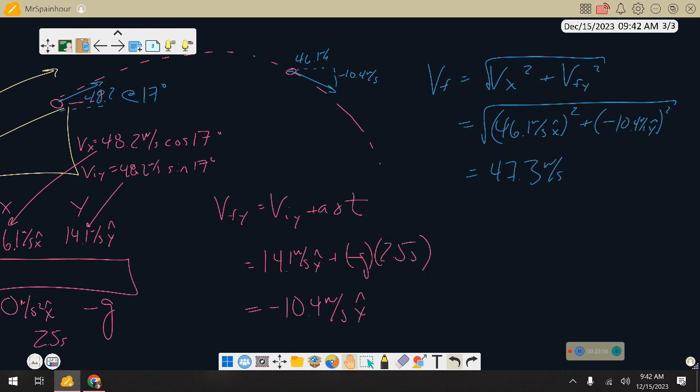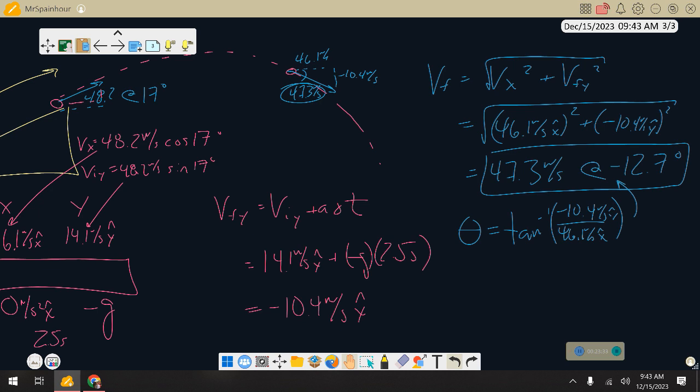And that is the speed, that is the hypotenuse of this triangle right here. But now we need the angle. How do we get the angle? Inverse tangent of negative 10.4 meters per second over 46.1. That's y over x. And you get negative 12.7 degrees. And almost more than halfway through class, we're done with part A.